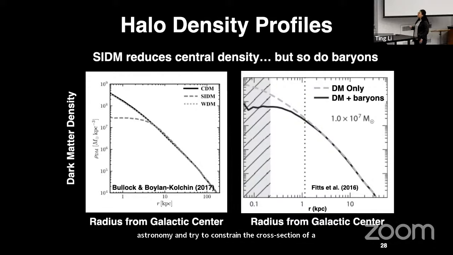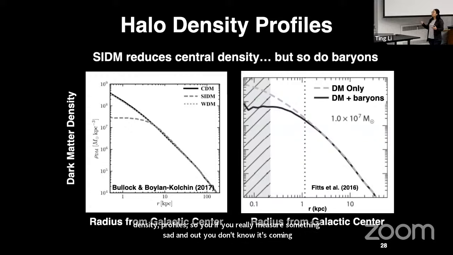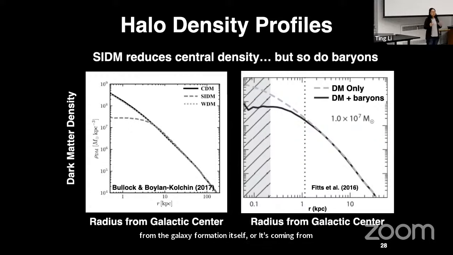However, one thing that makes everything very complicated is what we see in the left panel or the right panel: if you have dark matter only, CDM only, you will have a cuspy profile. But if you have the CDM plus baryons plus all the star formation, everything happening, that will also naturally flatten out the density profile. So if you really measure something flattened out, you don't know if it's coming from the galaxy formation itself or from the dark matter. So we want to really distinguish them.